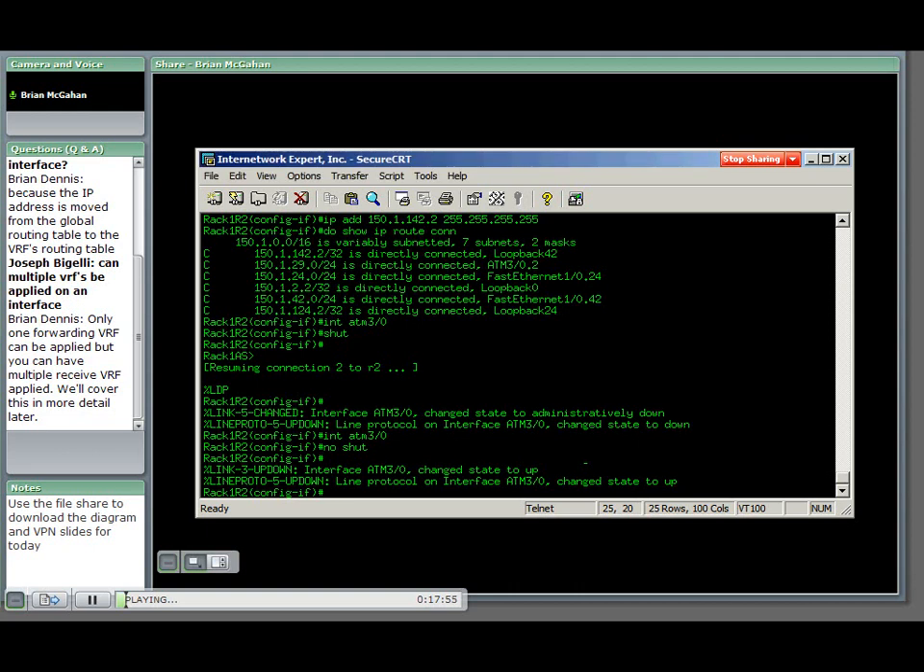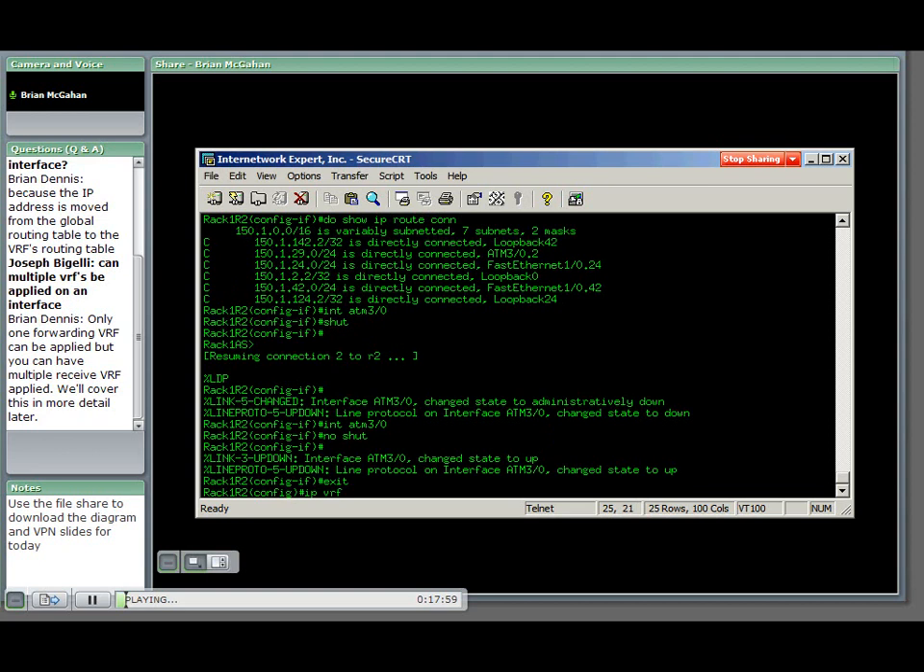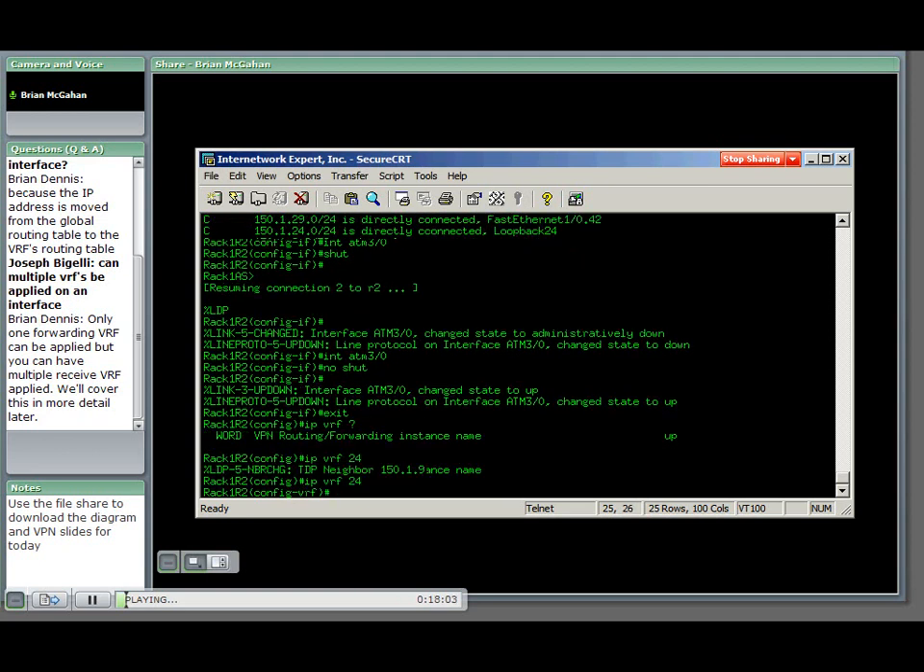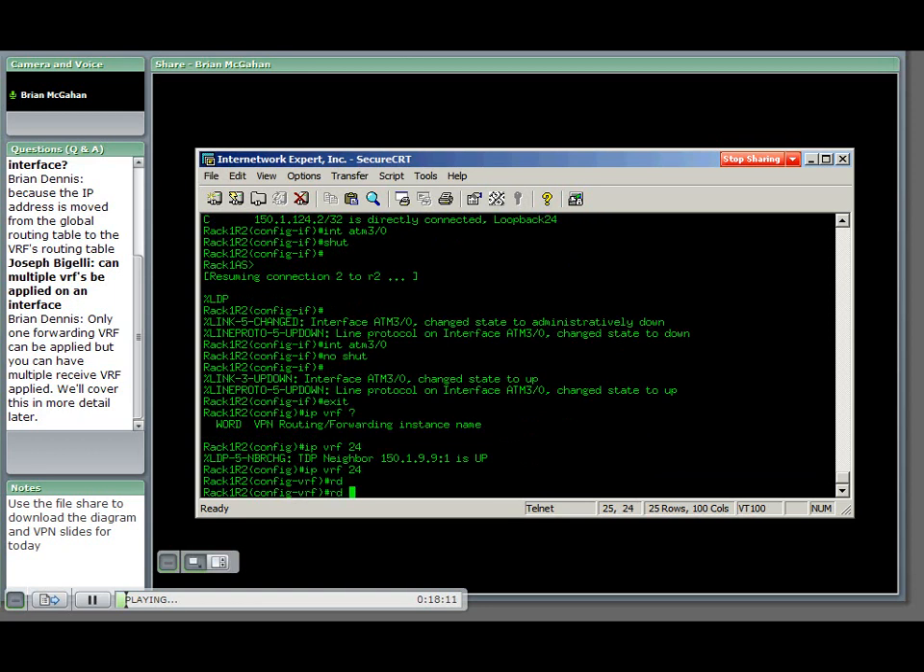Now that we have our interfaces assigned, we'll go ahead and create our VRFs. We'll say ip vrf, and we're going to give this one a name. We'll say this is 24. It can be a name or number, whatever you configure on the link. We'll give it a route distinguisher, and we'll go into this in more detail when we look at BGP with MPLS VPNs.